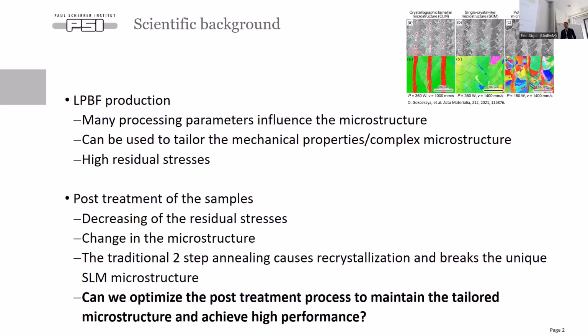So you need to do some post-treatment. But when you do the post-treatment, on one side you decrease residual stresses, but you can also see some changes in the microstructure. The traditional two-step annealing, done at temperatures over 1000 degrees, breaks the microstructure created by the additive manufacturing. So our goal is to find out if we can optimize the post-treatment, maintain the tailored microstructure, and achieve high performance.